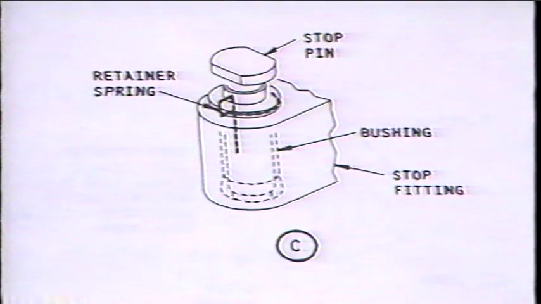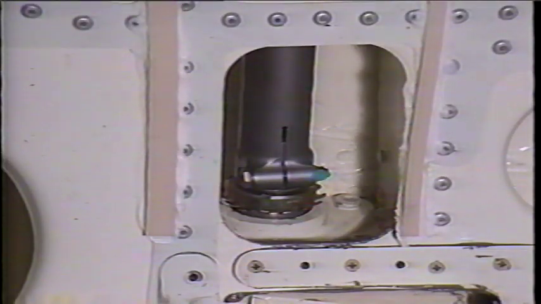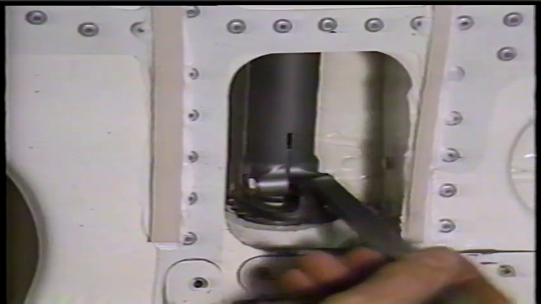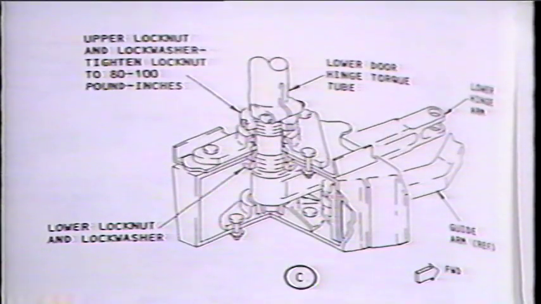Remove the stop pin retainer springs and back off all the door stop pins and close the door. Disengage the tab on the lock washer from the upper and lower lock nuts. Back off the upper lock nut at the lower hinge arm on the door torque tube. To obtain the required skin gaps at the upper and lower gates and stop pin alignment, tighten the lower lock nut to raise the door in the door cutout, or loosen the lower lock nut to lower the door.